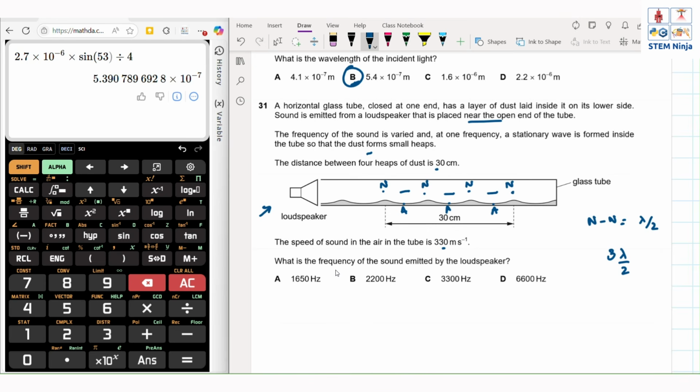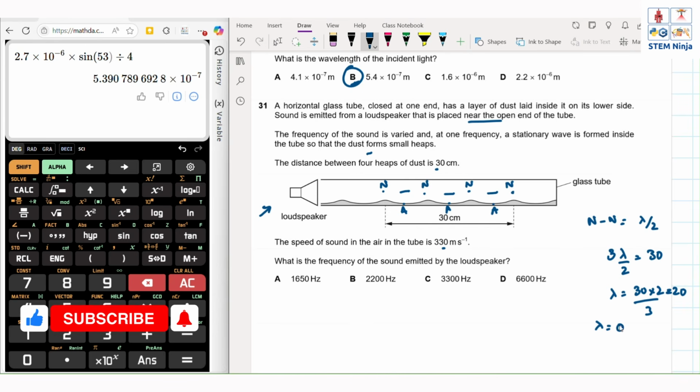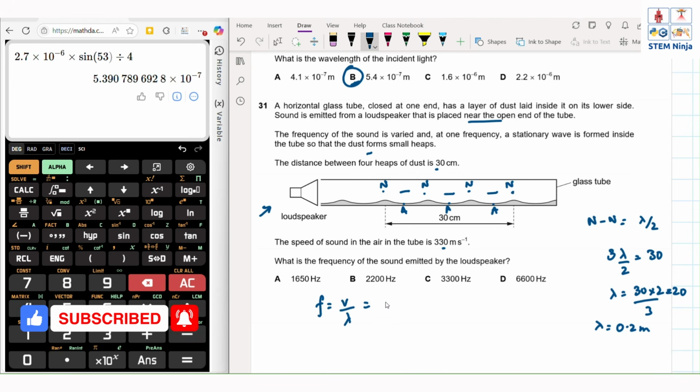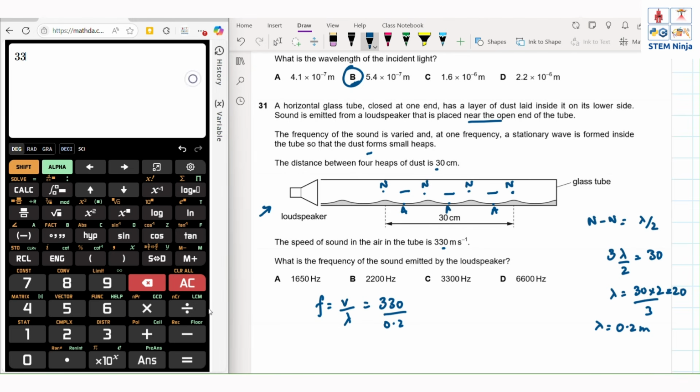Since we have the distance 30 centimeters, we can find out the lambda. 30 times 2 divided by 3 is going to be just 20. So this is 20 centimeters, which is 0.2 meters. Now we need the frequency, that would be v over lambda. v is 330 divided by 0.2. That is 1.65 times 10 raised to power 3, or 1650.